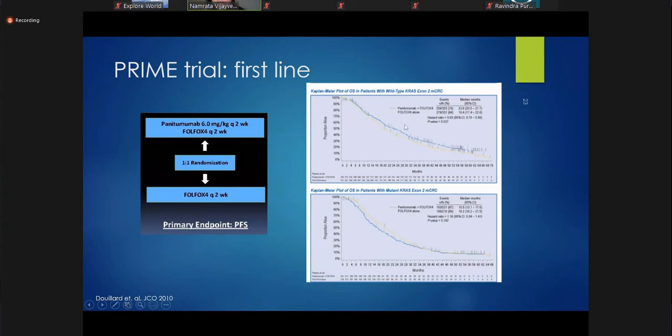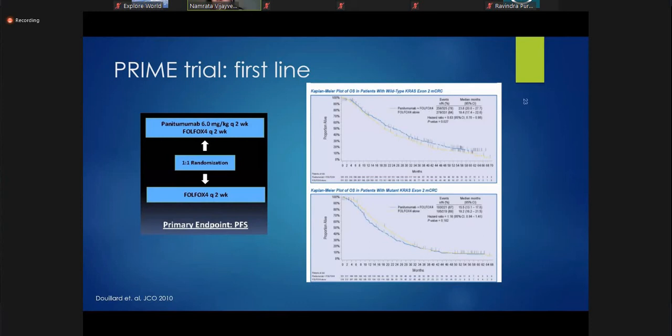And as you can see here, the panitumumab and FOLFOX, which is the blue arm, did better in terms of PFS in the wild-type arm. In the mutant arm, it actually did worse compared to FOLFOX alone. So it's important to check for RAS before giving this drug, because if you give it to patients with mutant disease, you actually might harm them. Not only is it expensive and toxic, but it actually has a poor survival advantage too.